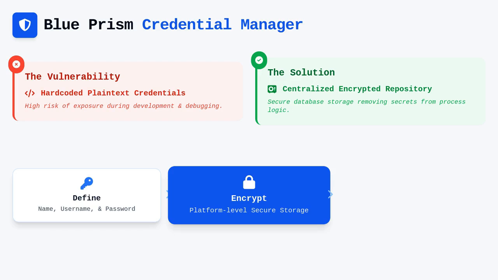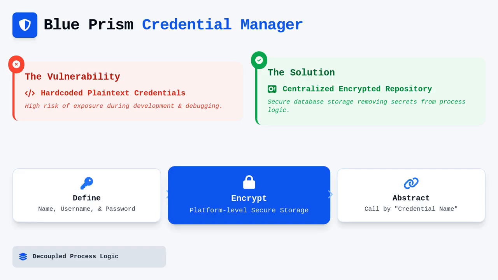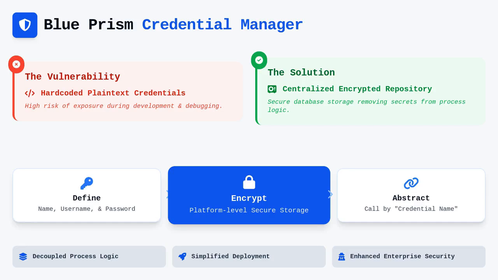When you create a credential record, you essentially define a name, a username, and a password that is stored securely within the database rather than as a plain text string within your process logic. This approach ensures that sensitive information is never exposed during development, debugging, or execution. The platform handles the underlying encryption, which means that developers interact only with the credential name rather than the secret itself. By abstracting the actual authentication data, we decouple the process logic from the specific environment, which simplifies deployment and significantly enhances security.